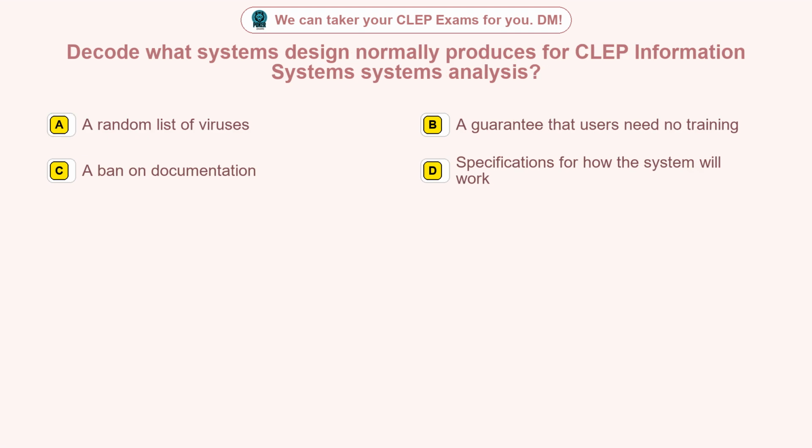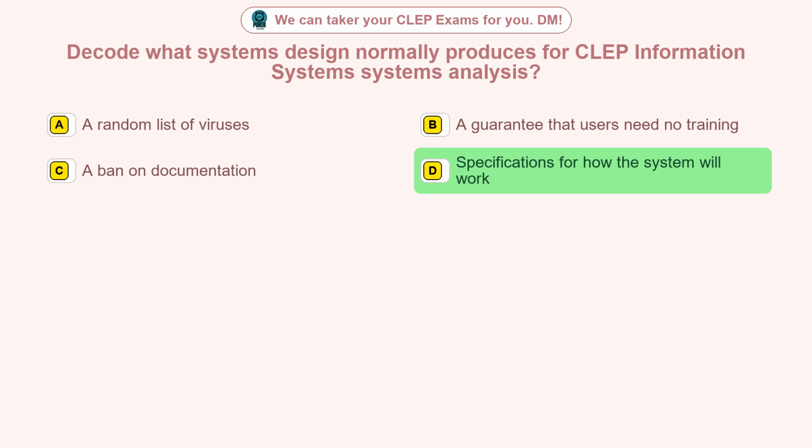Question 67. Decode what systems design normally produces for CLEP Information Systems analysis. Option A. A random list of viruses. Option B. A guarantee that users need no training. Option C. A ban on documentation. Option D. Specifications for how the system will work.